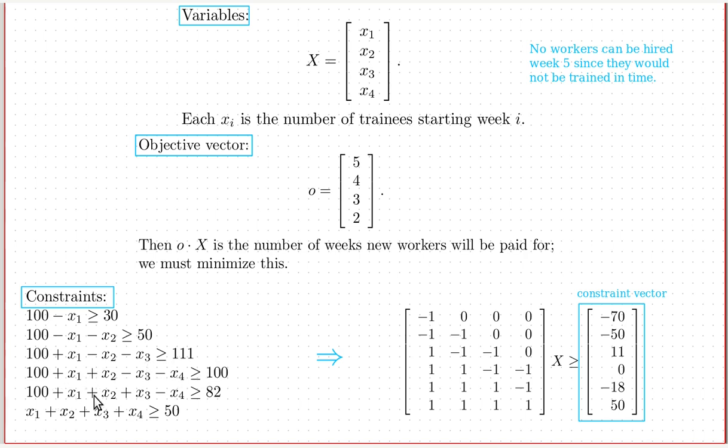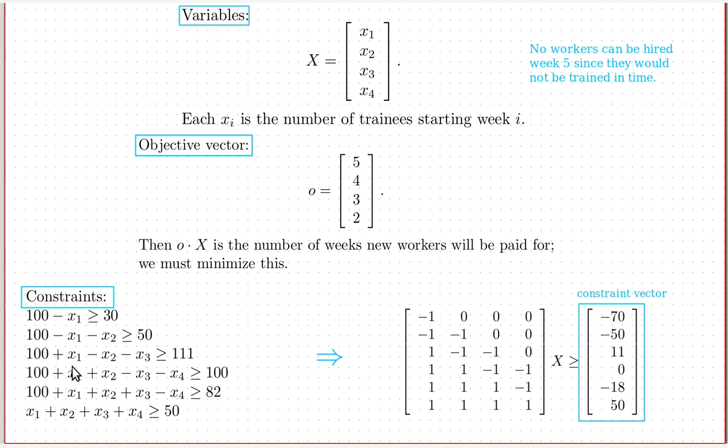So you see how we get the numbers for weeks 4 and 5 in a similar way. Notice that in week 4, of course, we don't have to subtract off any x5 because nobody was hired during week 5. Okay, so these are our constraints.